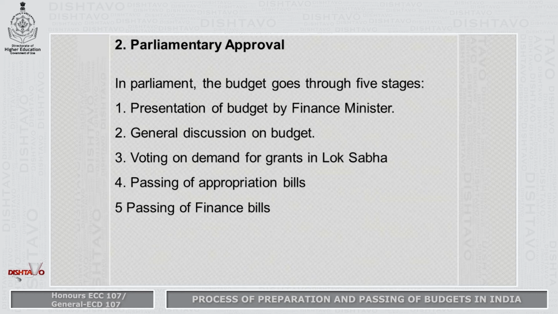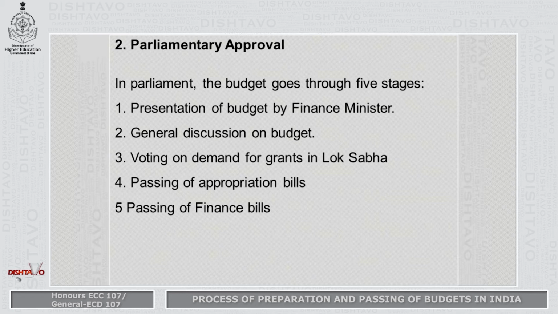Second is the general discussion on budget. This discussion is done in two stages. In the first stage, the outline of the budget, and the principles and policies underlying it, are discussed in the general discussion of the budget, which lasts for four to five days. In the second stage, discussion is held based on the reports of the departmental standing committees, which is usually done after a month of the general discussion on budget.